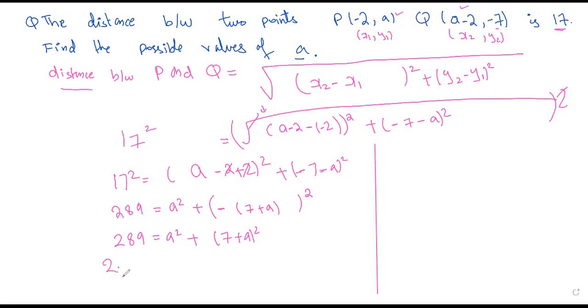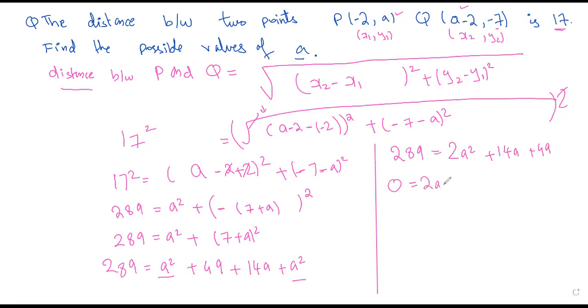So I'll do it quickly. 289 equals a square plus, okay, now I have 7 plus a square. 7 square is 49 plus 2 into 7 into a is 14a plus a square. Finally, I will get 289 equals a square plus a square, that is 2a square plus 14a plus 49. I can write it as 0 equals 2a square plus 14a.